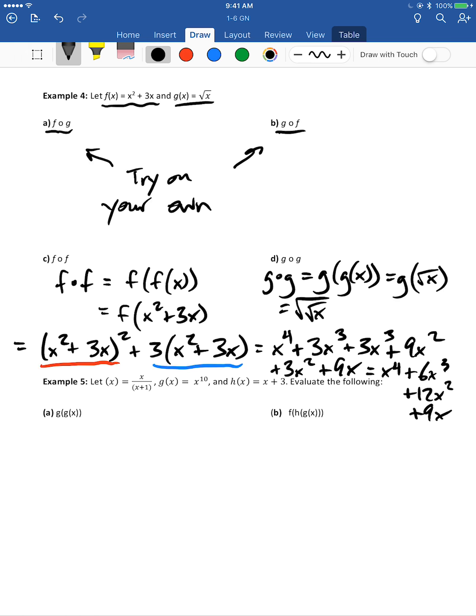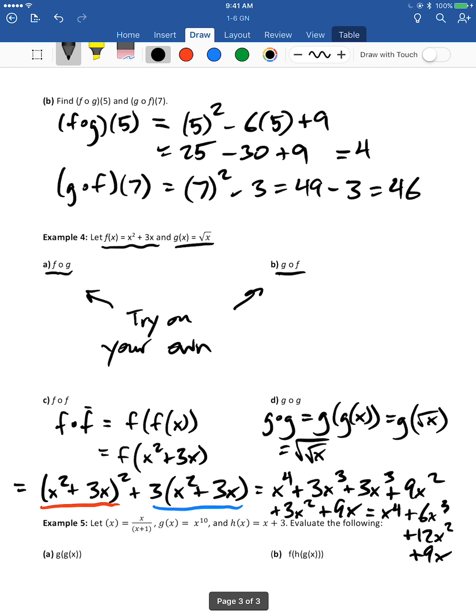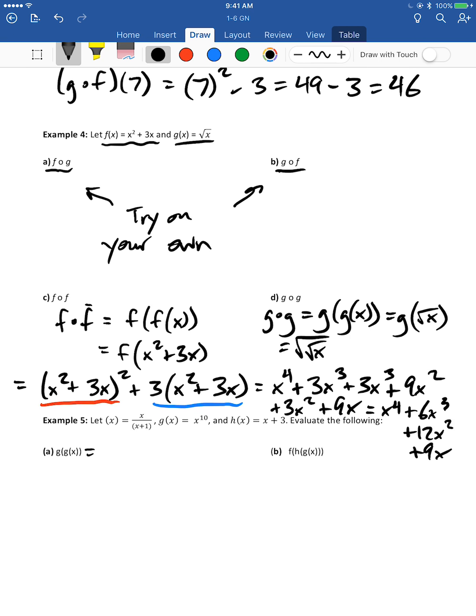We're now on our last example, and we're nearing the end. Don't worry, I know these aren't too bad. g of g of x. Well, g of x is x to the 10th. So we have g of x to the 10th. Everywhere I see an x in my g of x, I'm plugging in x to the 10th. So this is x to the 10th, to the 10th. I am raising a power to a power. That means I multiply them, if we remember our exponent rules. So I have x to the 10 times 10, which is x to the 100th power.